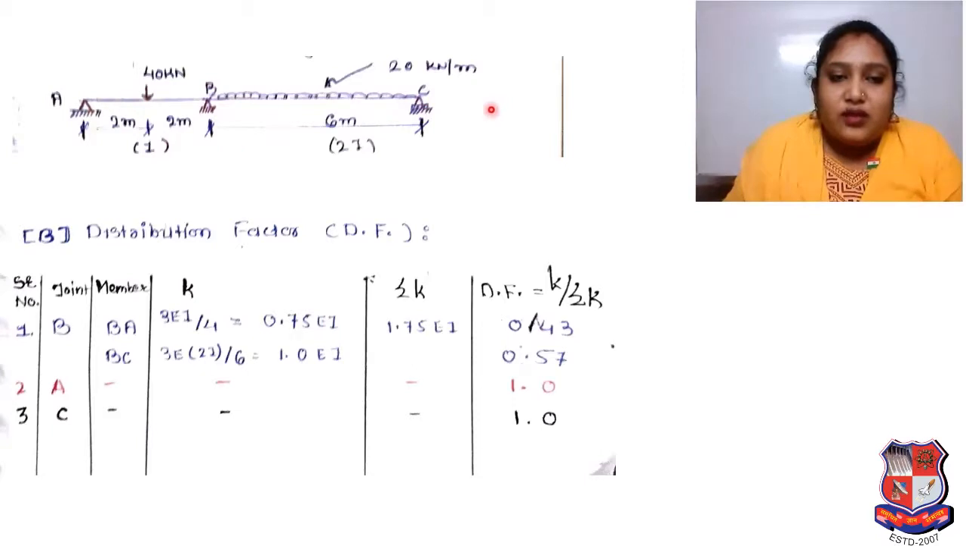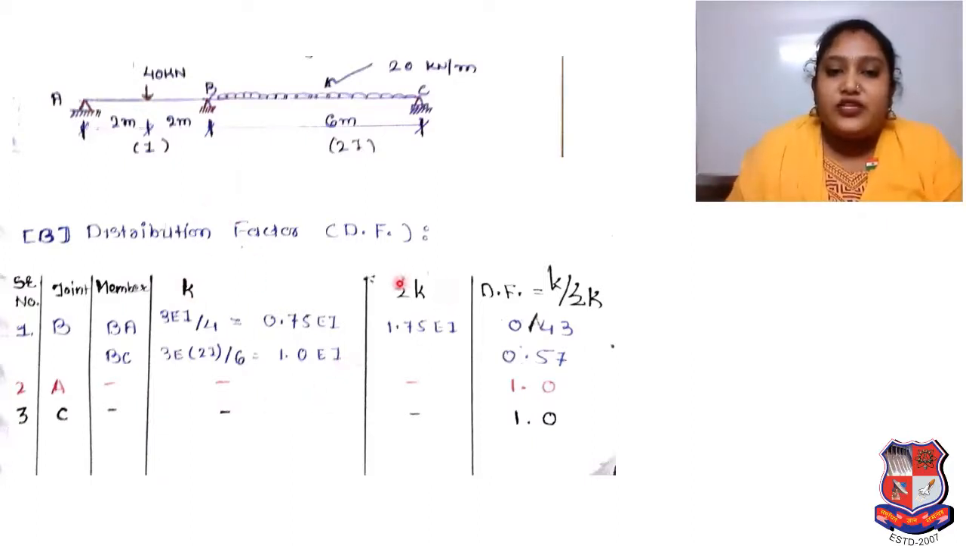Now for BC, it will be 3EI by L. But here I is 2I, so 3E into 2I by L. L is 6 meter. So 3E into 2I divided by 6. Here 3 into 2 is equal to 6, and here 6, so 6 will be cancelled, meaning 1 EI will remain. So for member BC at joint B, your stiffness K will be 1 EI.